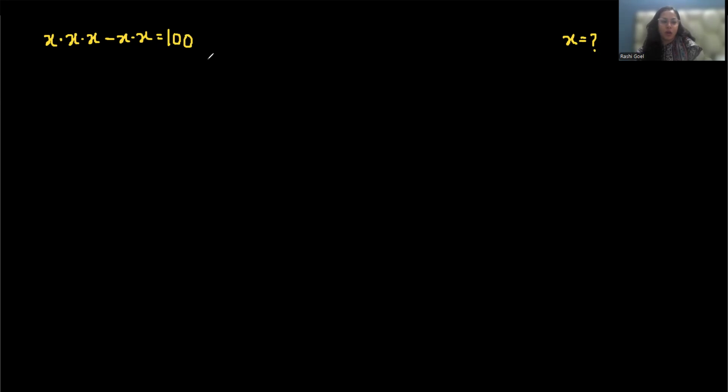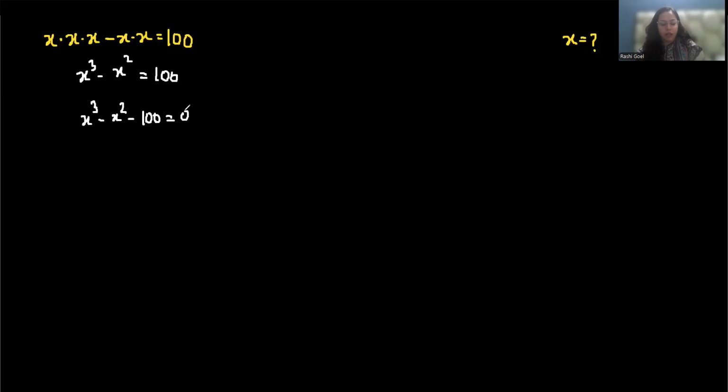So we are going to solve x times x times x minus x times x equal 100, and we have to find the value of x. So let's start with today's video solution. We can write x times x times x as x cube and this as x square, equal 100. Now rearrange into standard form. So x cube minus x square minus 100 equals 0.